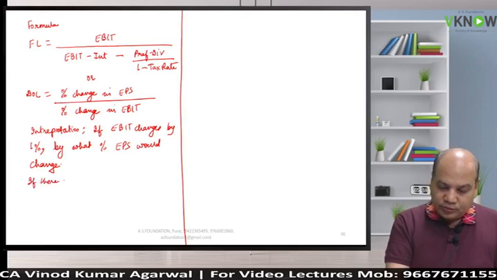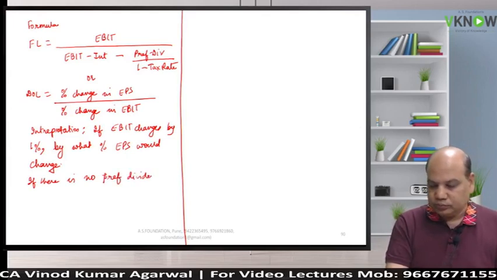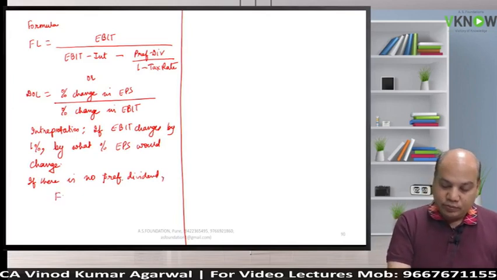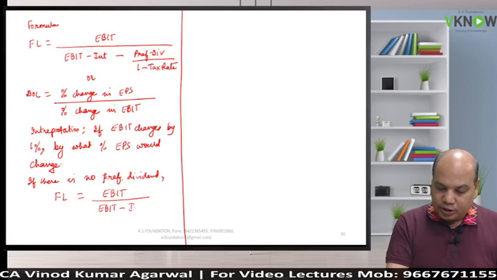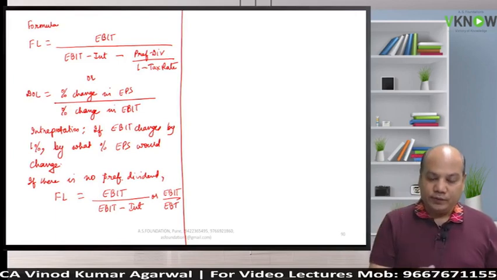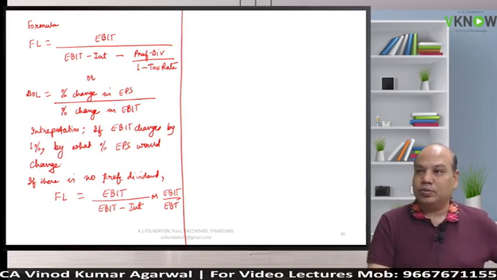If there is no preference dividend, then financial leverage is EBIT upon EBIT minus interest, or you can call it EBIT upon EBT. Is it right? But please remember, if you have preference dividend, use the main formula at the top.